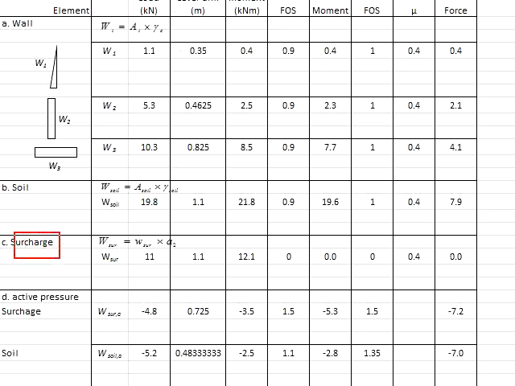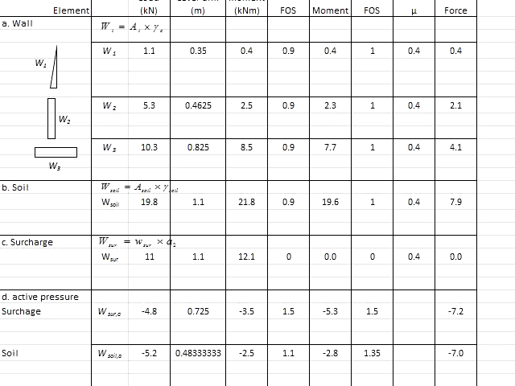As for the surcharge, it is favorable and is a QK, and therefore it is ignored in the system. The forces caused by the active pressure from the surcharge and soil are non-favorable. Therefore, they have a higher factor of safety. Surcharge is a QK, therefore the factor of safety is 1.5. Soil is a GK, and the factor of safety is 1.0.